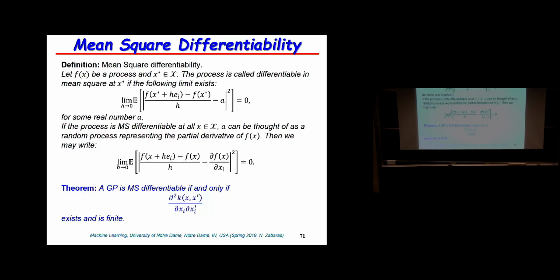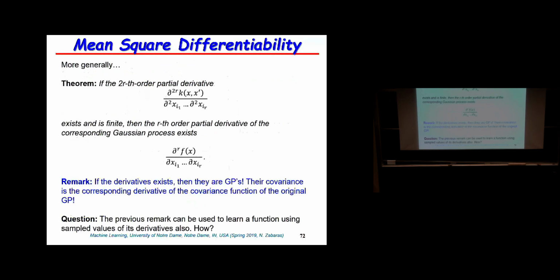If you have a kernel that is differentiable, and so the gradients of a GP are also GPs, you may ask yourselves, can I take samples from the gradient of a GP and use those samples together with samples from the GP to do estimation? Because they're all coming from the same underlying kernel. The answer is yes, and there is some work being done these days in this direction.